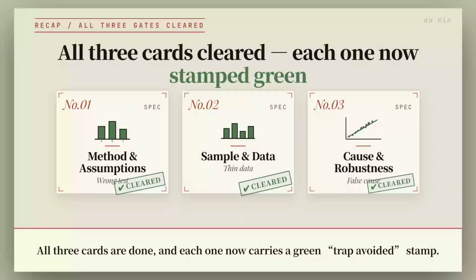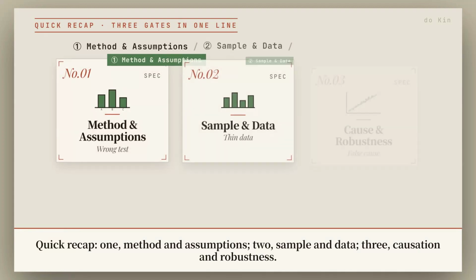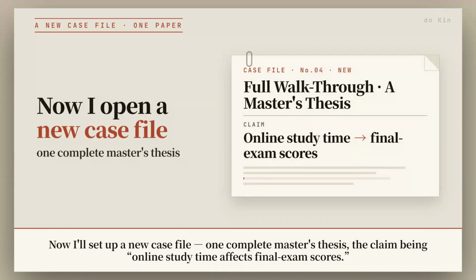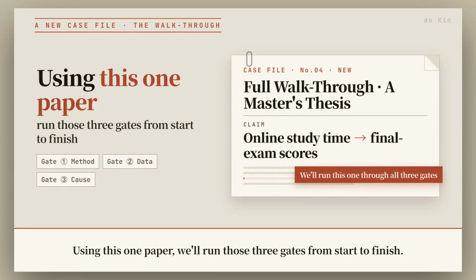All 3 cards are done, and each one now carries a green trap avoided stamp. Quick recap. 1. Method and assumptions. 2. Sample and data. 3. Causation and robustness. Now I'll set up a new case file, one complete master's thesis. The claim being, online study time affects final exam scores. Using this one paper, we'll run those 3 gates from start to finish.